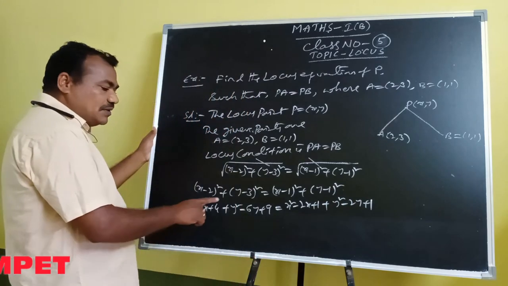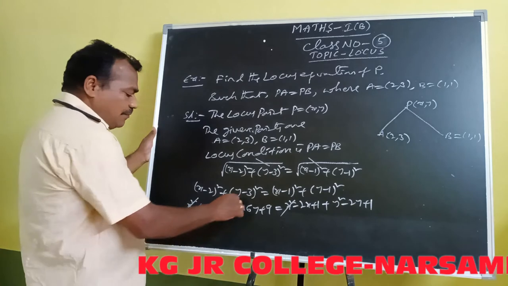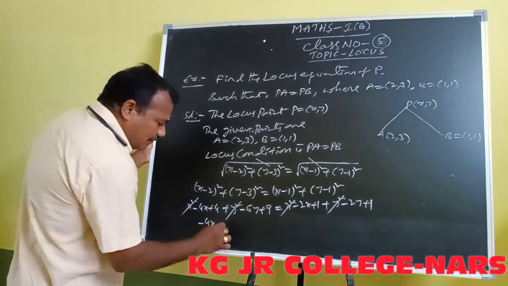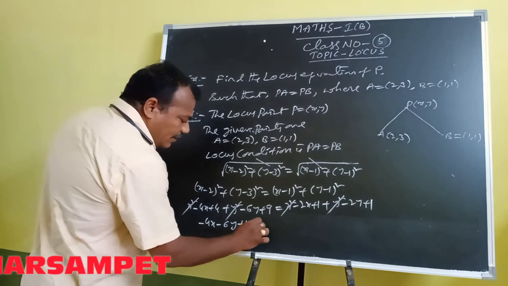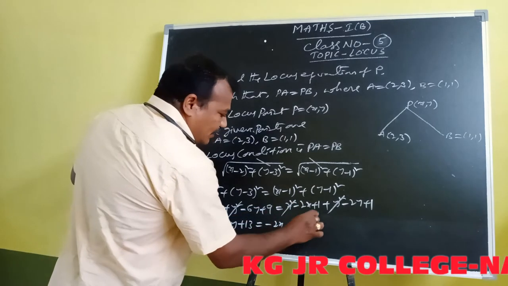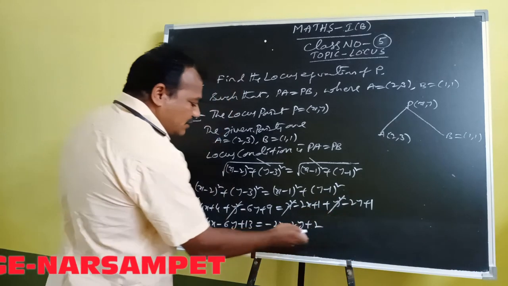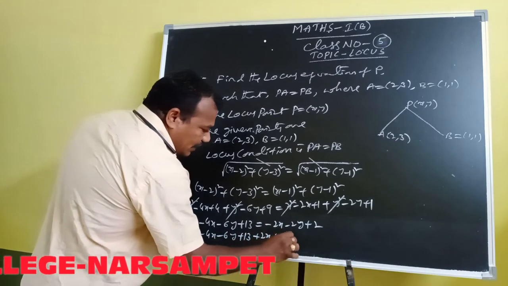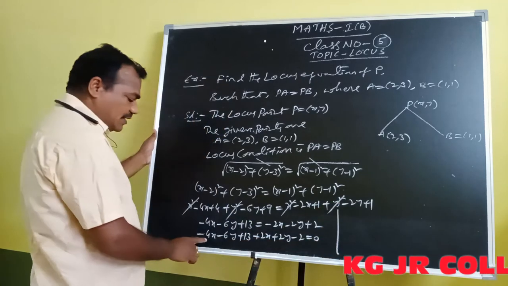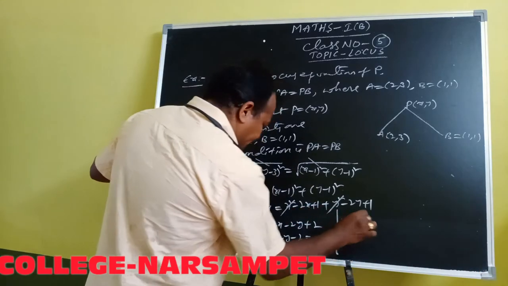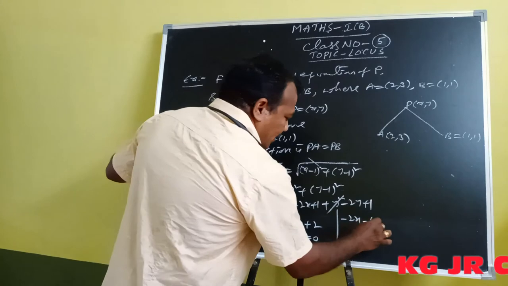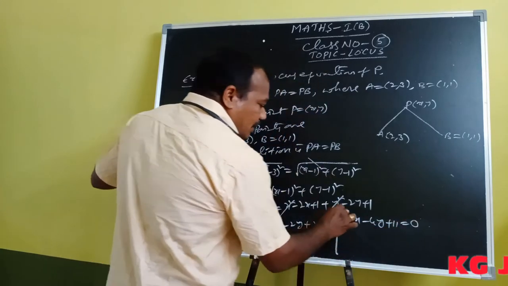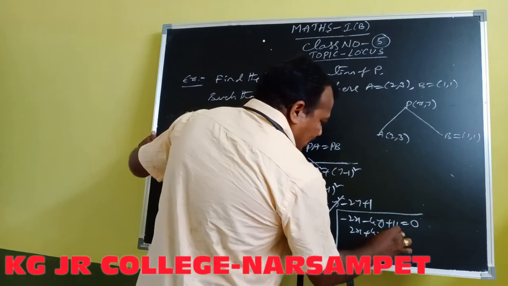Students, we observe that on both sides, x square cancels and y square cancels. The remaining terms on the LHS are minus 4x, minus 6y, and 9 plus 4, which is 13. On the RHS, minus 2x, minus 2y, and 1 plus 1, which is 2. Keeping all the terms on the LHS: minus 4x minus 6y plus 13 plus 2x plus 2y minus 2 is equal to 0. Simplifying: minus 2x, minus 4y, plus 11 is equal to 0. Taking the minus common, 2x plus 4y minus 11 is equal to 0.